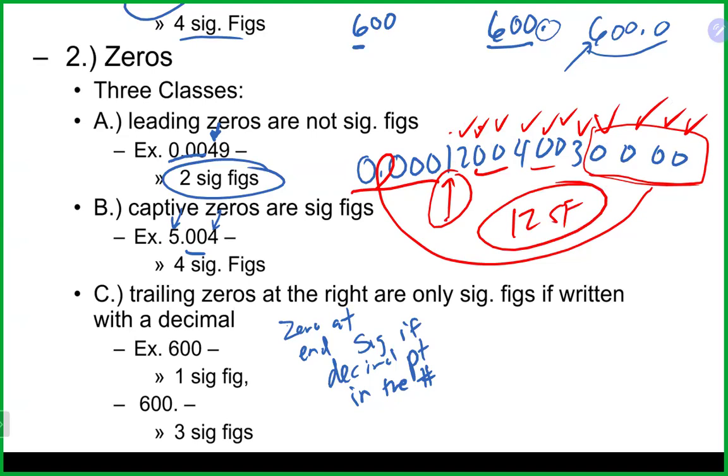So that extremely illustrates the point that sometimes people think the zeros need to be near the decimal point or something. They do not. The decimal point just needs to be anywhere in that number, and the zeros at the end will be significant.